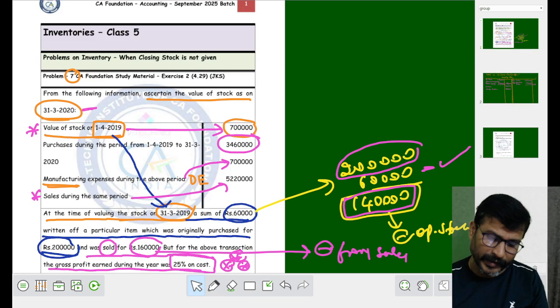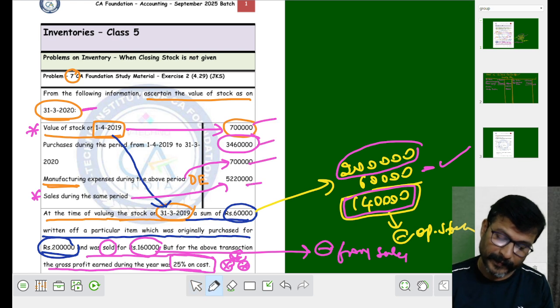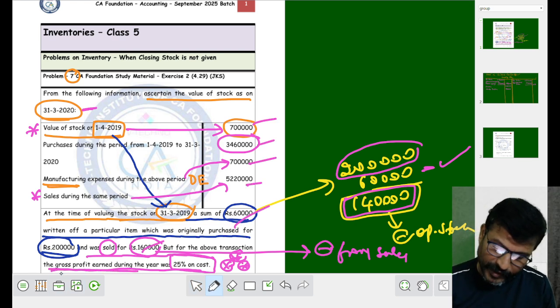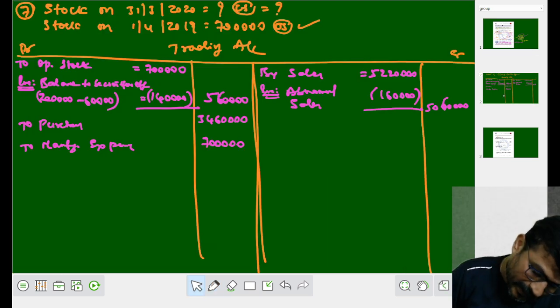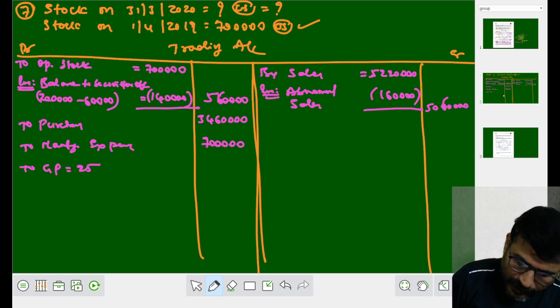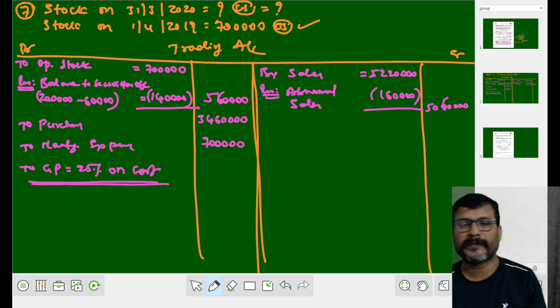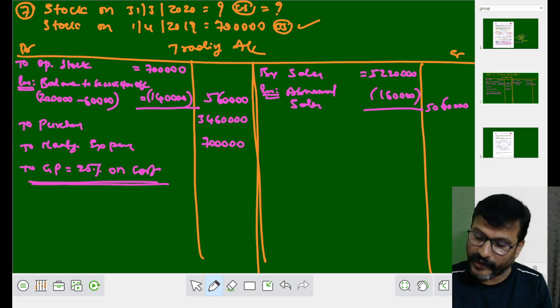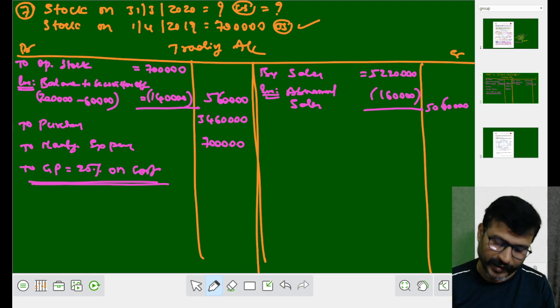Okay, fine. This completes all these points. Even this one also, this one also. Finally, gross profit is what percent? 25% on cost. Now let us write to gross profit 25% on cost. Please, my dear student, listen with a lot of interest.